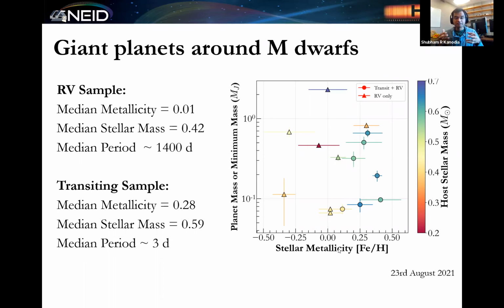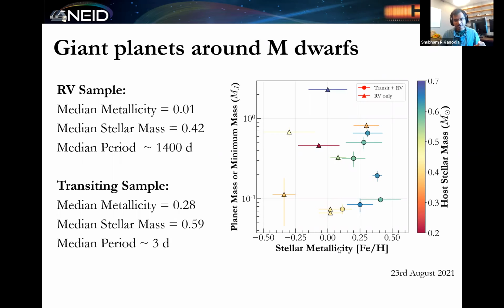Is it because the median periods of the two samples are different? As I mentioned, the RV sample has a period of about 1400 days, whereas the transiting sample is just like 3 days, because of the various sensitivities and biases that are involved in each of these survey techniques. So it's crucial to understand that.